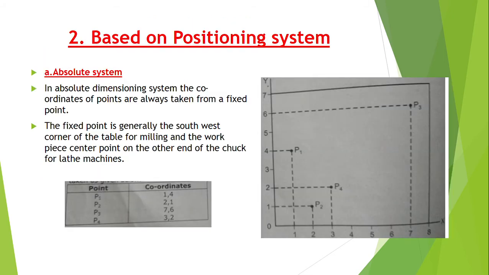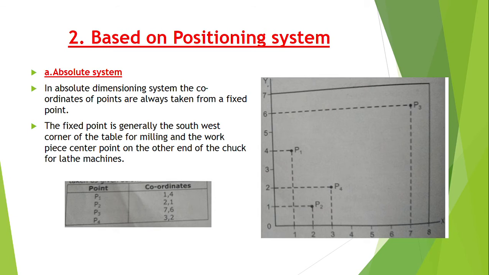The second type is based on the position system. The first one is the absolute system. In the absolute dimension system, the coordinates of the points are always taken from a fixed point. The fixed point is generally the southwest corner, that is the corner point of the table for milling, and the workpiece center point on the chuck end for the lathe machine. It has the advantage of writing the program easily. It is also easy to check and edit the program.